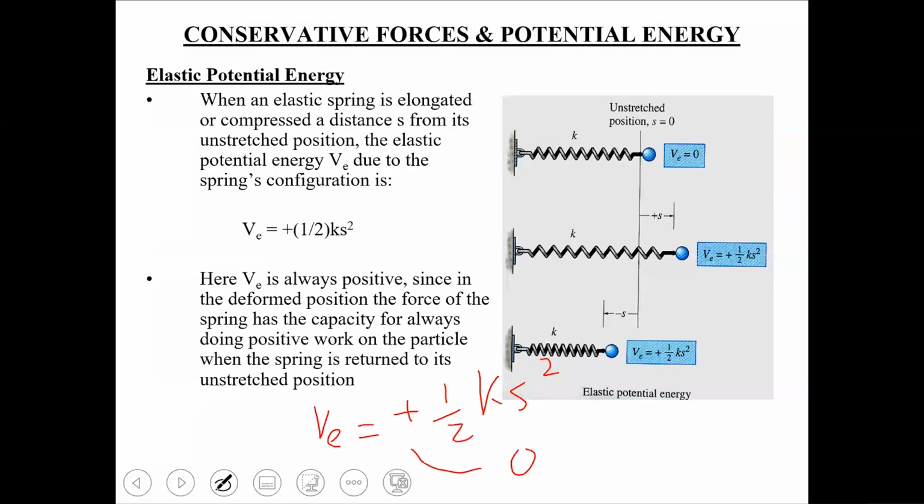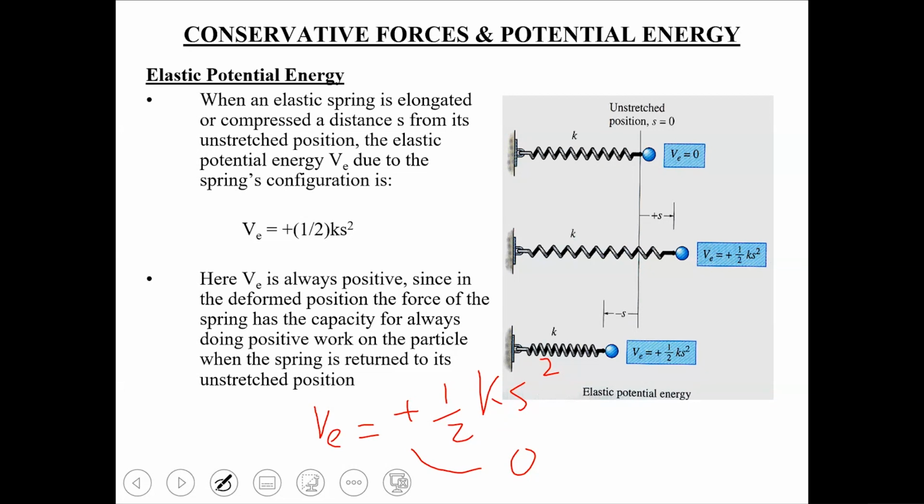इसके मुकाबले में अगर हम elastic potential energy की बात करें, तो the elastic potential energy is always going to be a positive quantity whenever the spring is being displaced from its neutral position, whether it is being compressed or elongated. दोनों सूरतों में the elastic potential energy is going to be half ks square. However, if the spring is at its unstretched position, neutral position, then in that case the elastic potential energy is going to be zero.